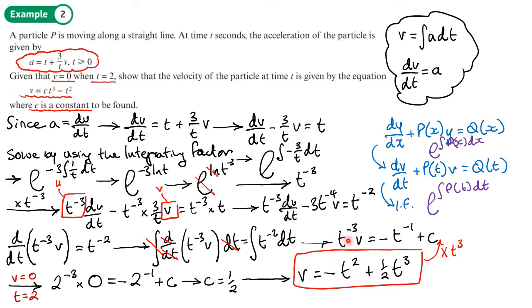So if I times everything by t cubed, that becomes v. This becomes negative t squared, and this will become c times by t cubed, which is what I've got there. So yet again, we've proved it as required, and we found the value of c. So we might want to probably just say at the bottom here that c is a half, so it's part of our answer as well. I'll just highlight that.